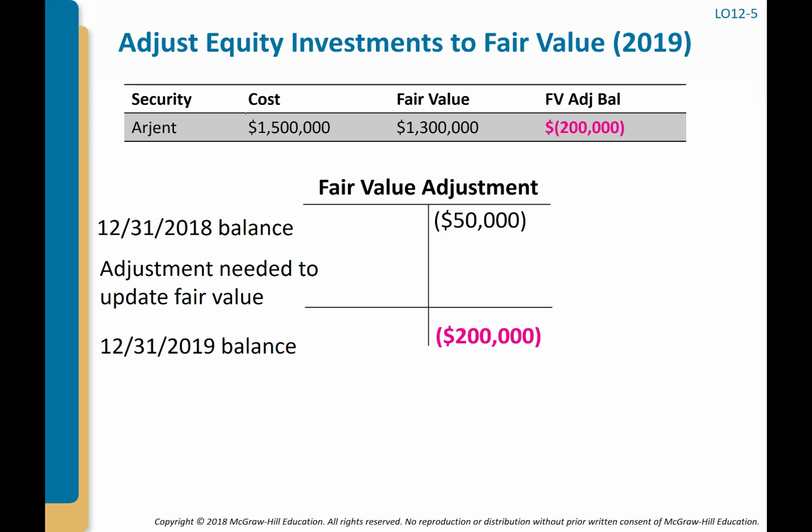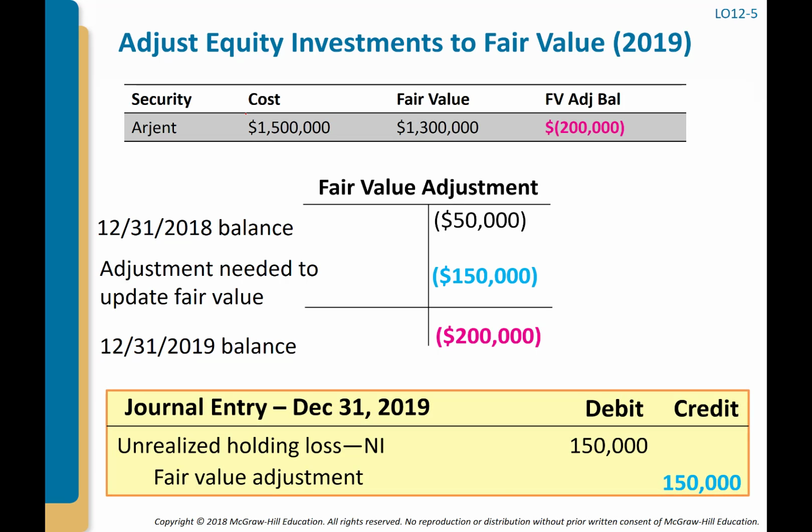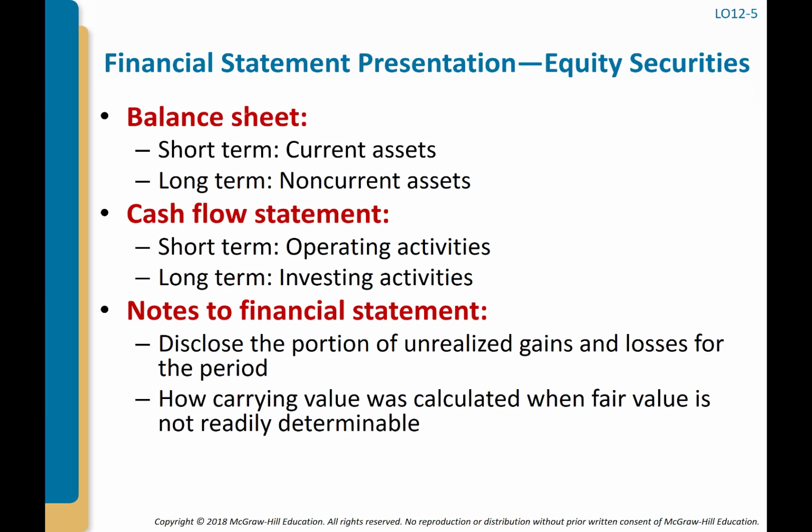Okay, good. In this one, the fair value is 1.3, cost was 1.5, and they're telling us what? We need a 200,000 fair value adjustment, so we need an additional 150. Okay, we've seen the situation already where you make the adjustment to the net income. So we just saw that twice, I guess.